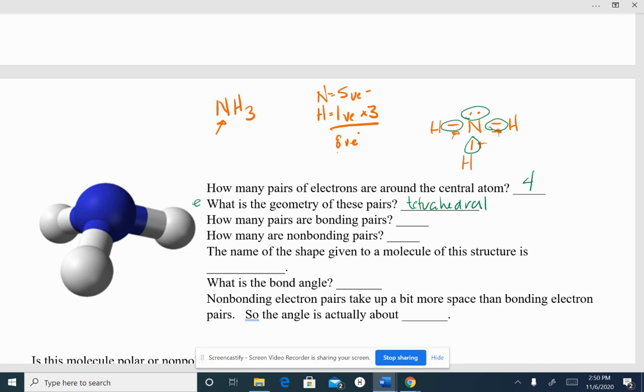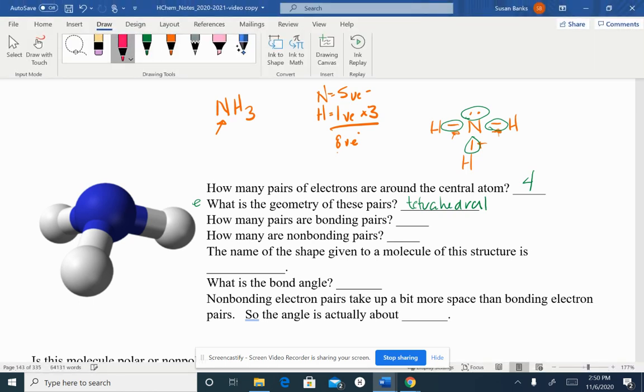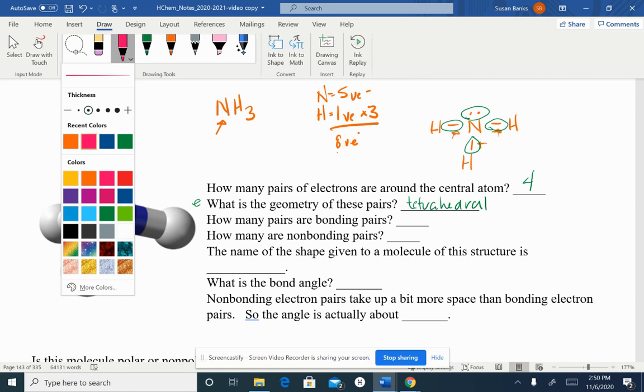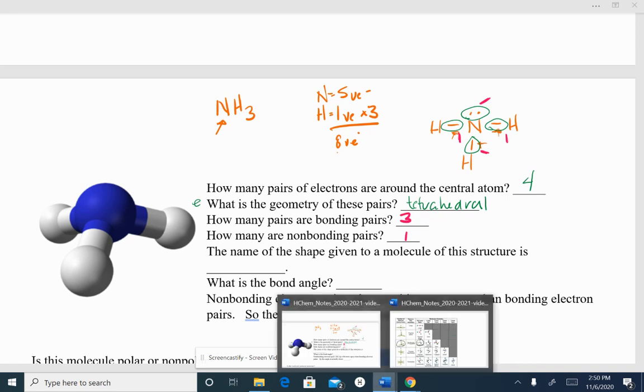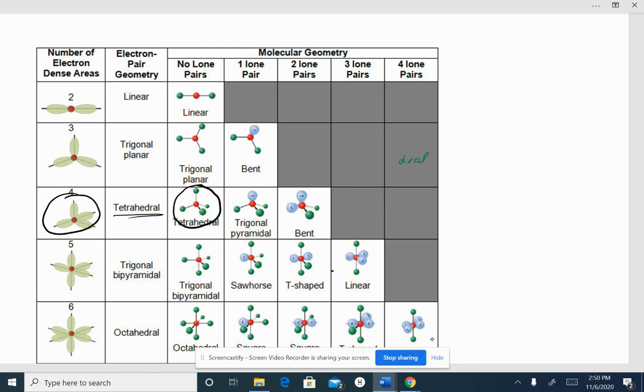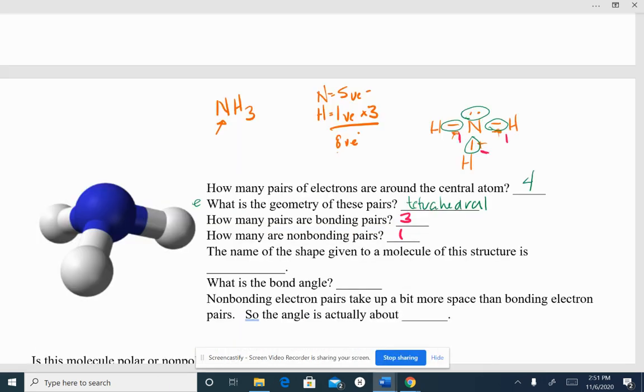Now, the next thing I've got to figure out, how many are bonding pairs? Okay, so let's change my color here, make sure it's nice and bright. I've got 1, 2, 3 bonding pairs. I've got 1 non-bonding pair. Okay, so let's look at our chart again. I've got 3 bonding pairs, and the non-bonding pair is called a lone pair. So I've got 1 lone pair, so I'm going to have a trigonal pyramidal molecular geometry. The name of the shape for that molecular geometry is trigonal pyramidal.